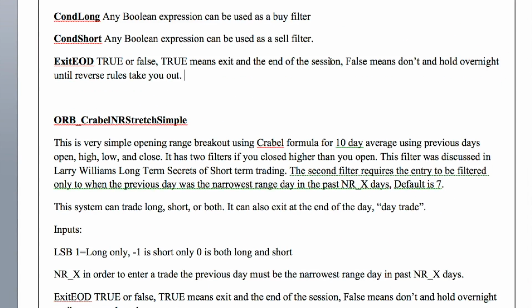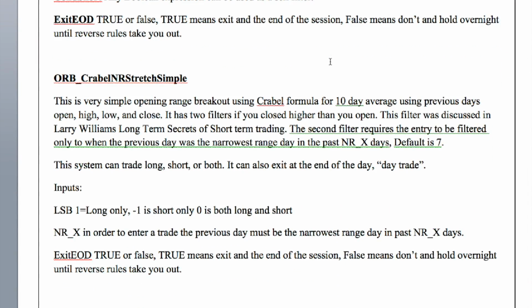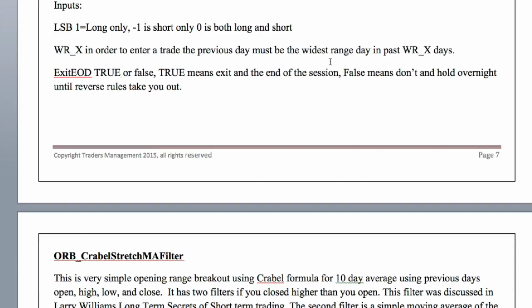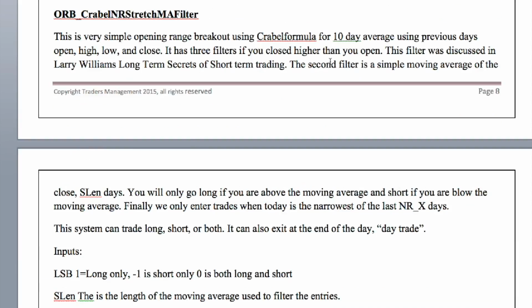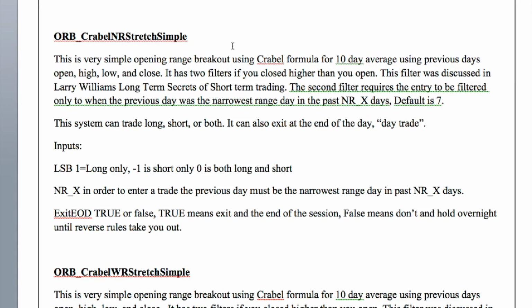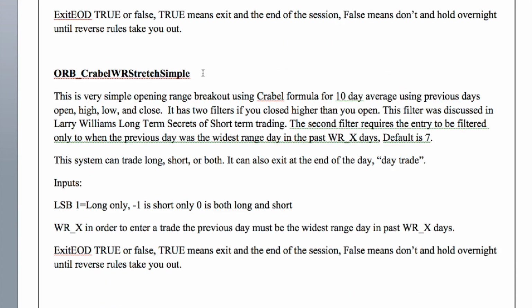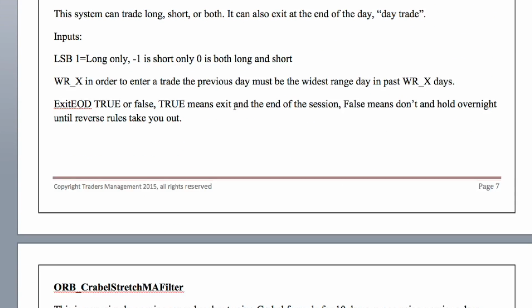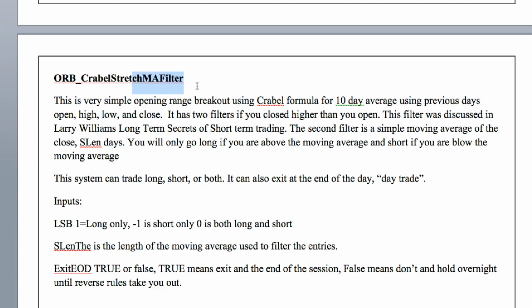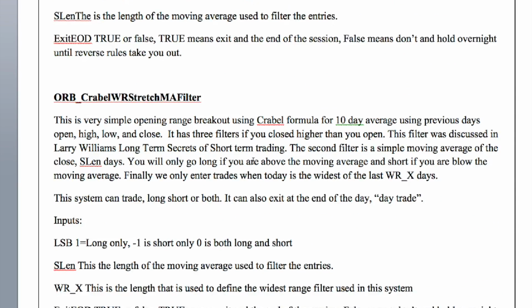Inside the documentation that comes along with the Open Range Breakout Toolkit, you can see that there's a bunch of strategies here and they're all explained, what each of them means. And just in general here, real briefly, so here's our Crabel stretch simple, and you'll also see a version with MA filter. This is just a simple moving average filter applied to the chart that has to be verified before we can take a trade.